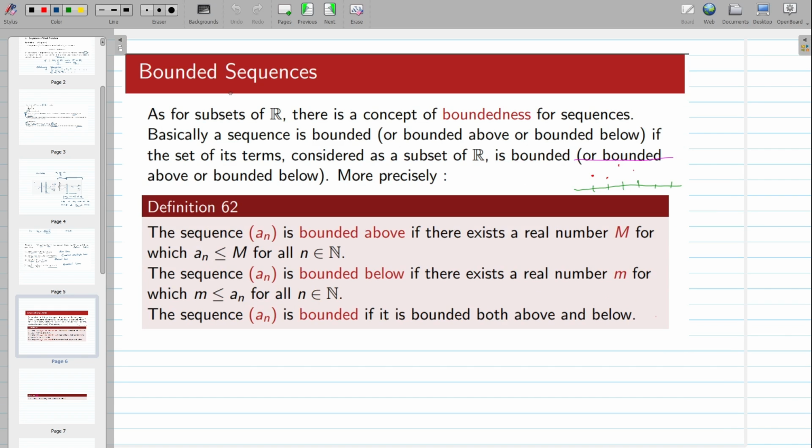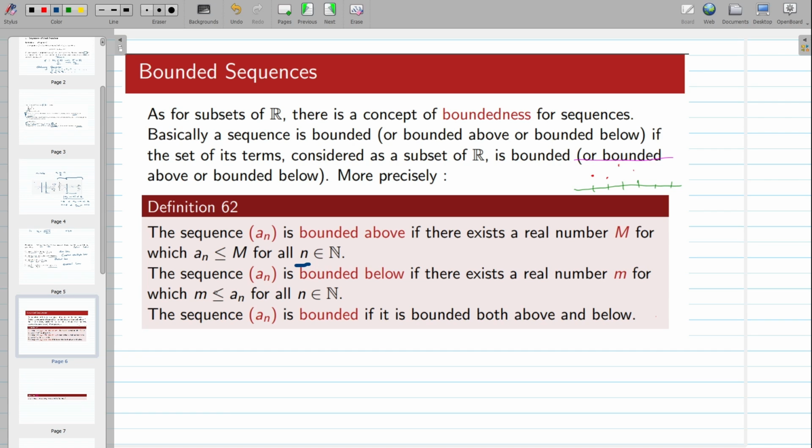So in today's video, we want to talk about bounded sequences. Let's talk about first of all a sequence that is bounded above. We say that the sequence a sub n is going to be bounded above if we can find a real number big M such that all the terms of my sequence are less than or equal to this real number big M. This has to be true for all values of small n in the set of natural numbers.